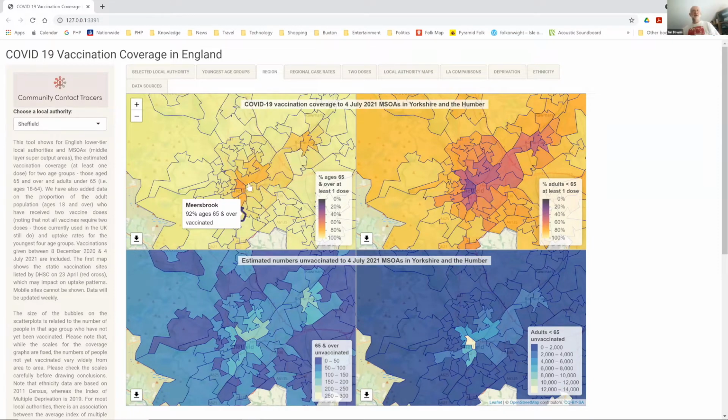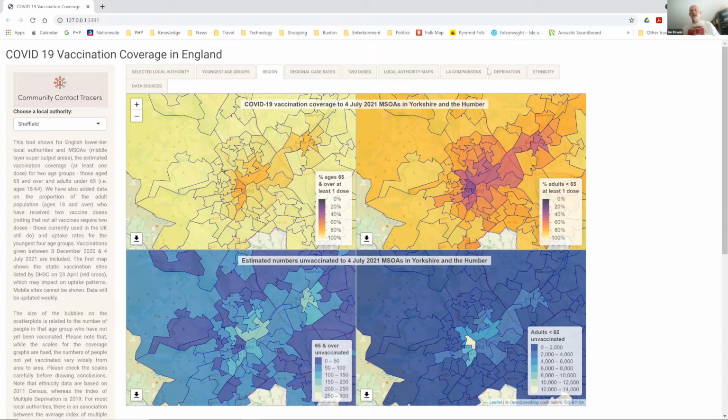And this is, again, Covid vaccine uptake, ages 65 and over, 65 and under, and the number of people. So it's the same data as the first 4 maps, but it now shows you that for the entire region. Obviously not so easy to see all of the boundaries because some of Sheffield's boundaries are outside Sheffield.